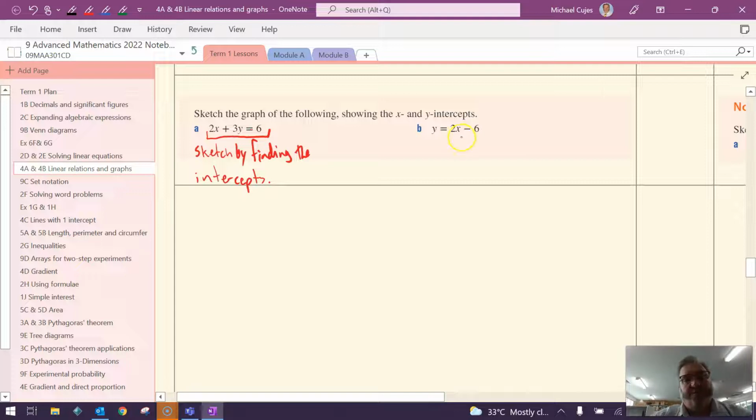When you've got them given in this form, which we will look at later, but this is the gradient point form, or better still, the gradient intercept form.